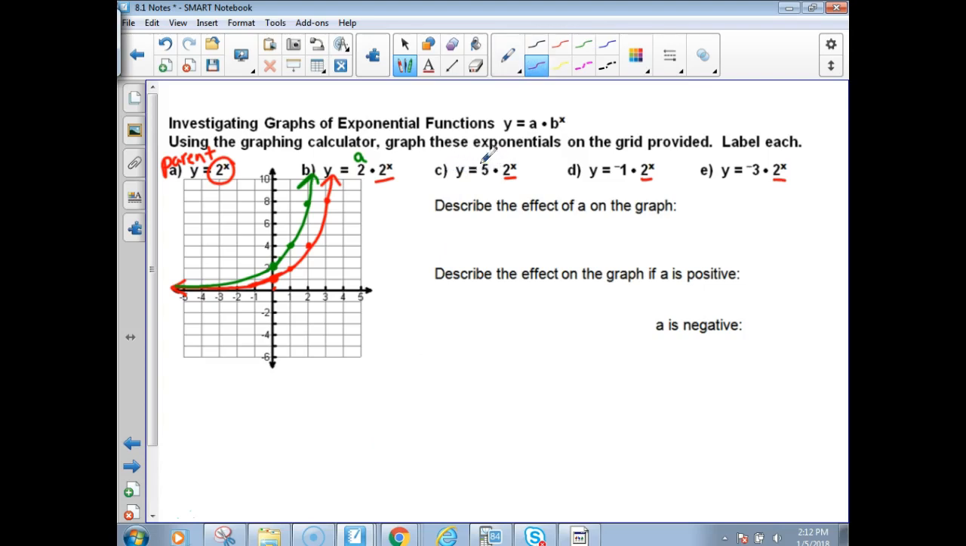Okay, and now they're going to increase 5 times as fast because 5 is the a value. The growth factor is still 2. This should cross at 0, 5. Okay, and I might just plug in one more. 2 to the first is 2. 5 times 2 is 10. So 1, 10 is another nice point on that graph. We got something going like this.